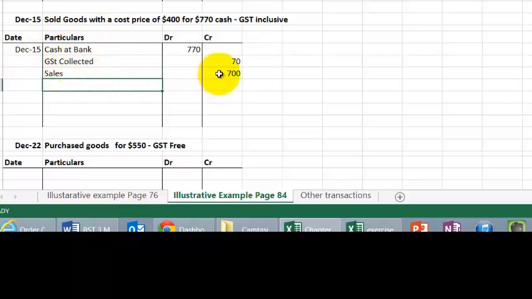But we have sold $770 worth of stock, and we must adjust that level in our stock levels. And this is where I'm going to introduce a new entry.